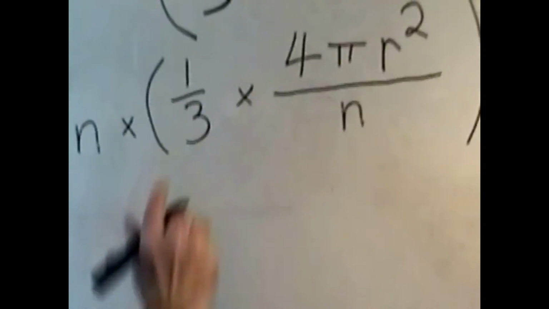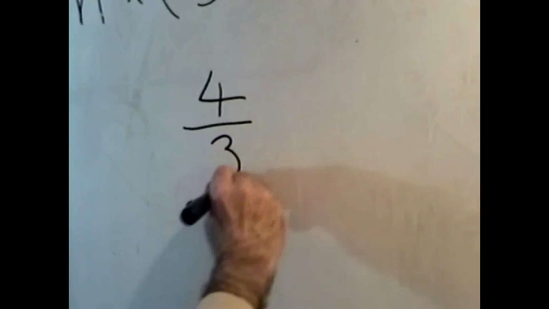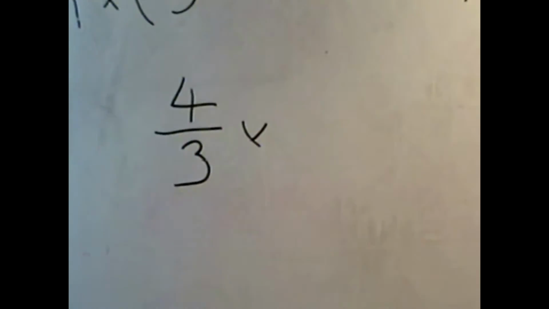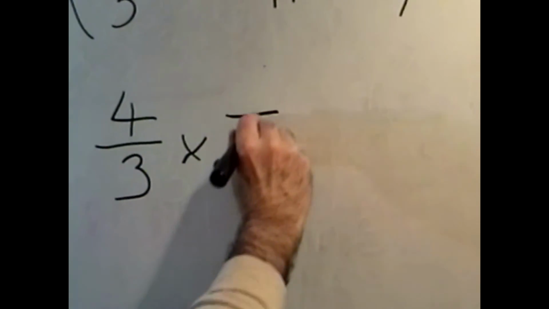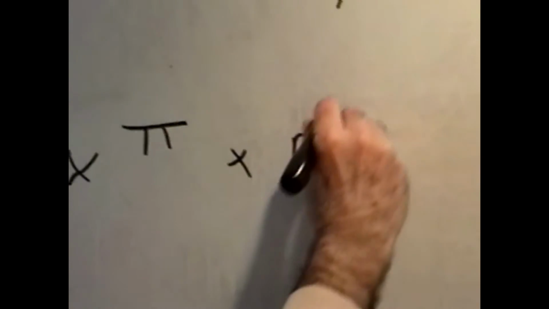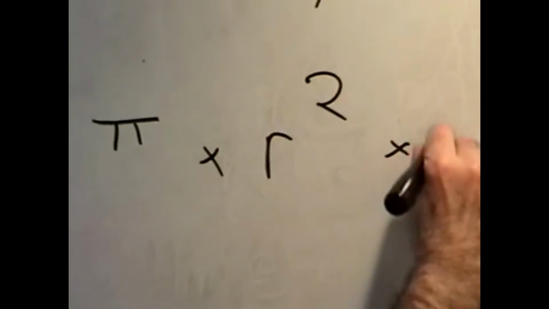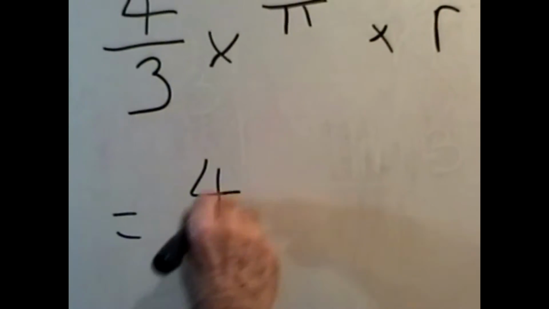It's going to equal 4/3 times pi times r squared times r. Or, to put it all together, 4/3 pi r cubed.